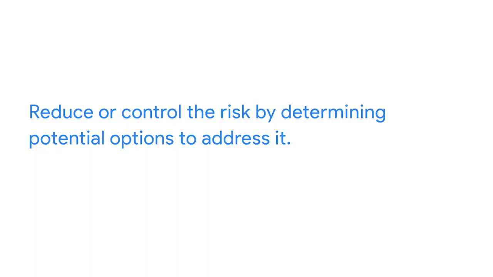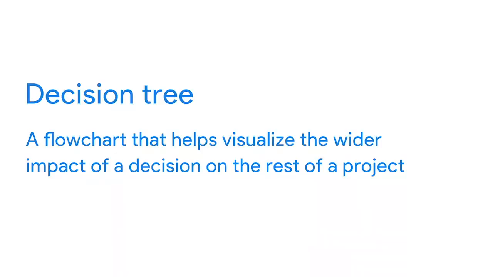Another way to mitigate a risk is to reduce or control it. Personally, I like to use a decision tree when building mitigation plans. A decision tree is a flowchart that helps visualize the wider impact of a decision on the rest of your project.